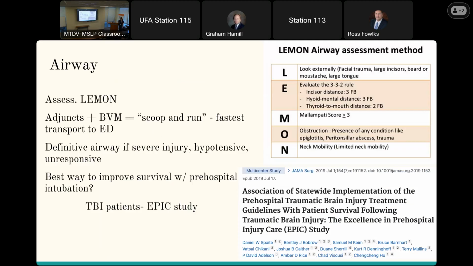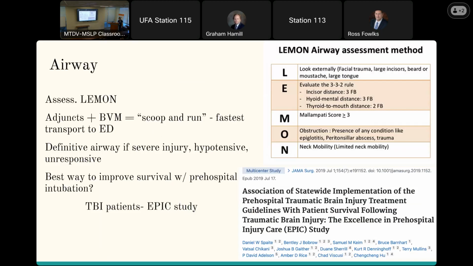Mallampati is not as applicable to you. You're not going to be sitting there measuring their tonsils and their palate, but it's good to think about these things, right? So when you have a patient with a really short neck and really fat, or maybe they have some stuff in their mouth, that's a difficult airway.